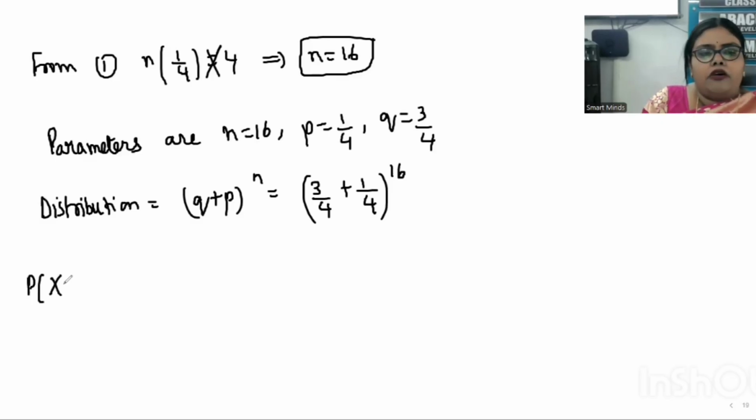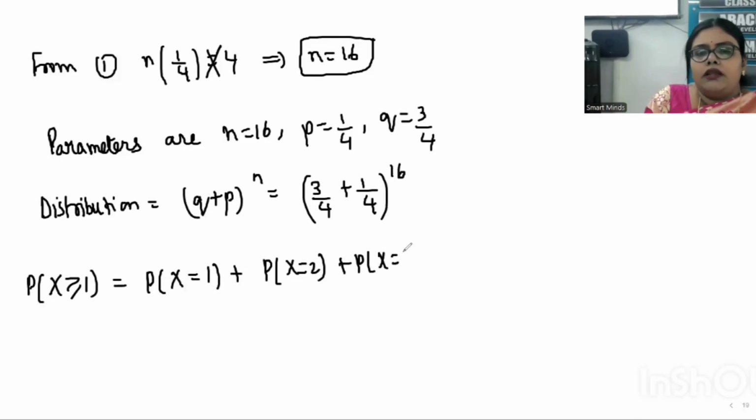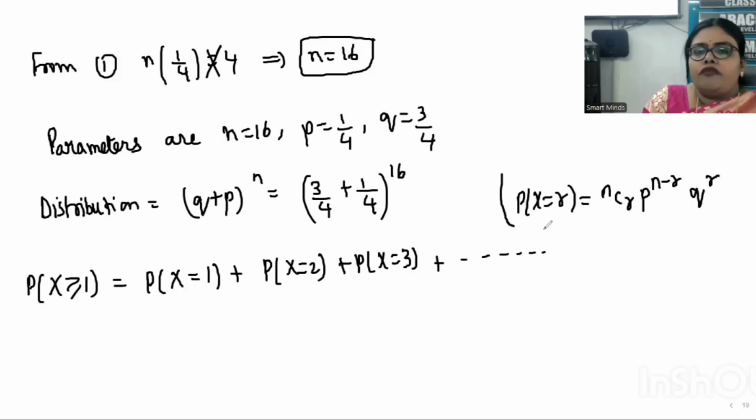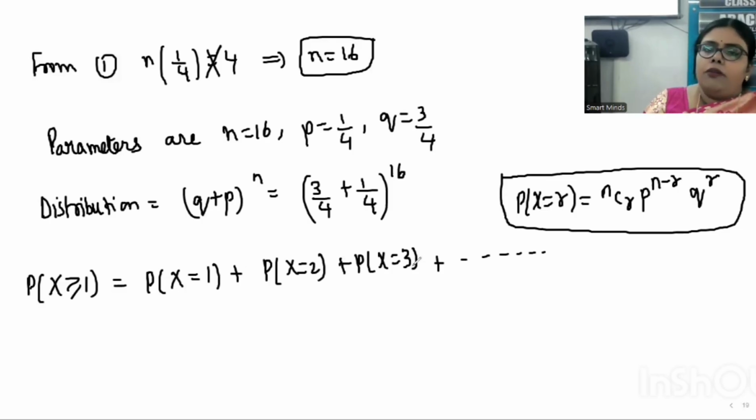Now we need to find P of X greater than or equal to 1. That means we need to find P of X equal to 1 plus P of X equal to 2 plus P of X equal to 3, and so on till infinity. In a binomial distribution, what is the formula for P of X equal to r? nCr, p power n minus r, q power r. If we keep on finding for 1, 2, 3 and so on, it will become too lengthy and time-consuming. So instead, we can simply do 1 minus P of X equal to 0.